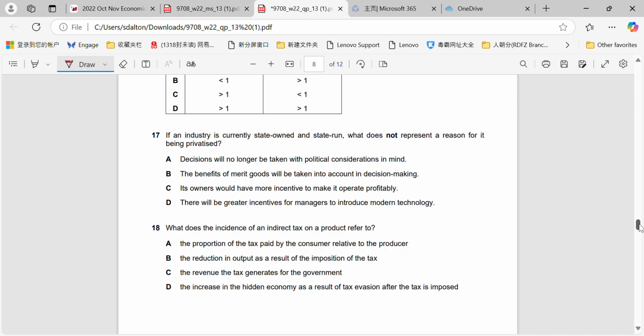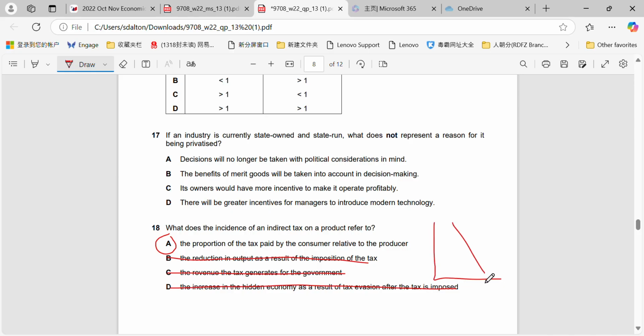Question 18. Good question, this one, because students don't often understand what we mean when we talk about the incidence of an indirect tax. What does it refer to? It refers to the proportion of the tax paid by the consumer relative to the producer. It does not refer to any of these others, like the revenue they generate, the hidden economy, etc. None of those are relevant.